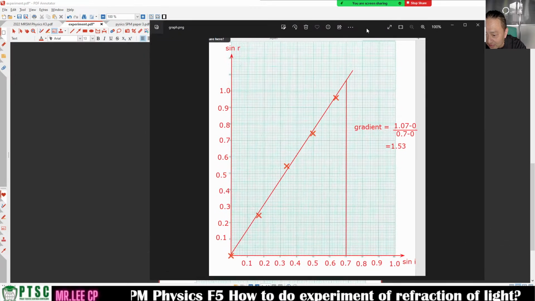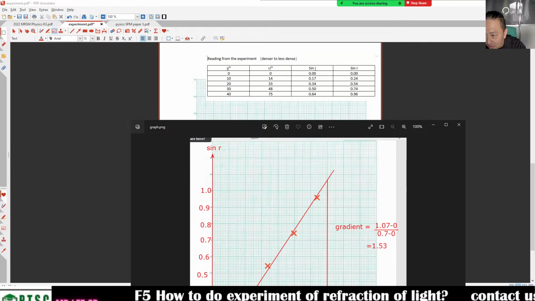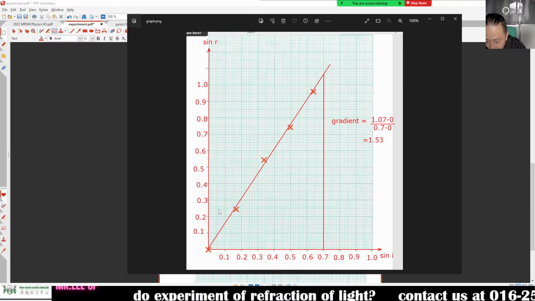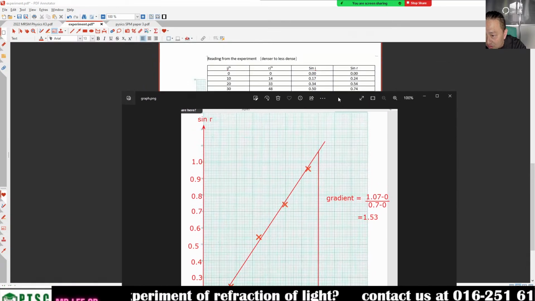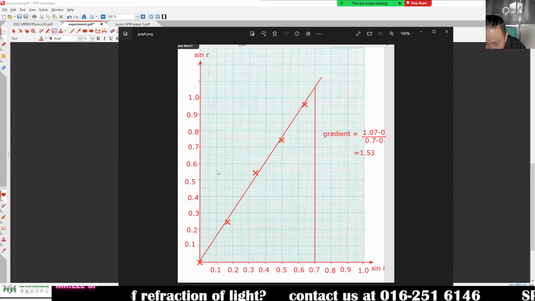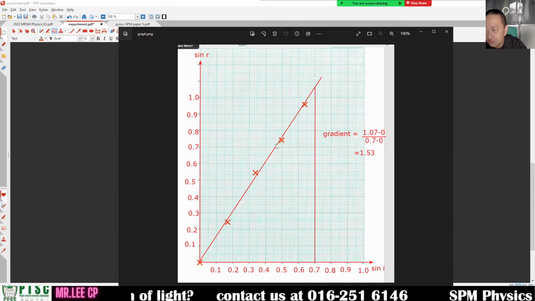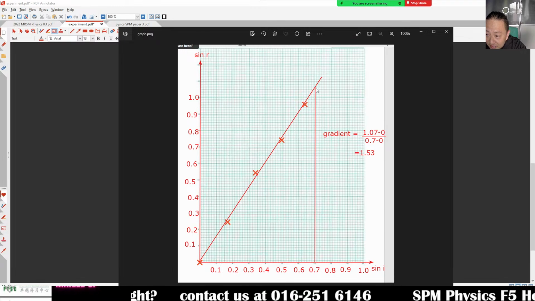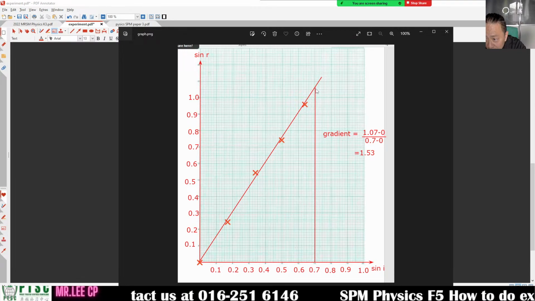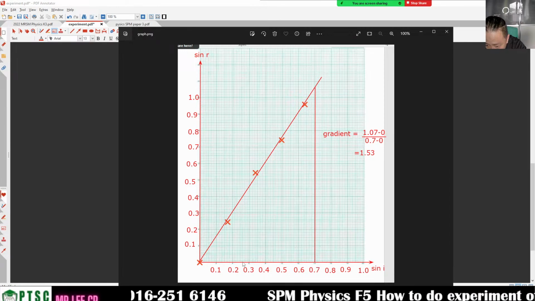0, and then it is 0. Alright, 1 point, and then here 0.1724. You plot 0.34, and then you get this 0.34 here, and I get this 0 there. So I get my gradient. The gradient is here, this value 1.07 minus 0 over 0.7 minus 0.